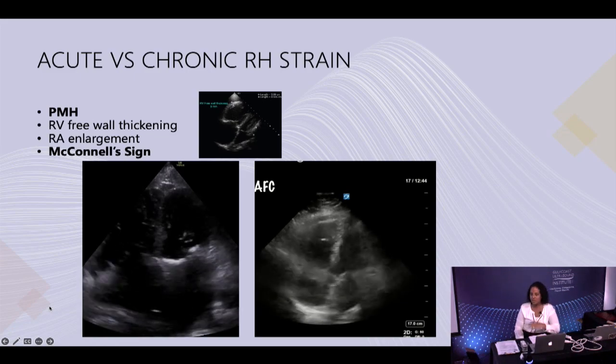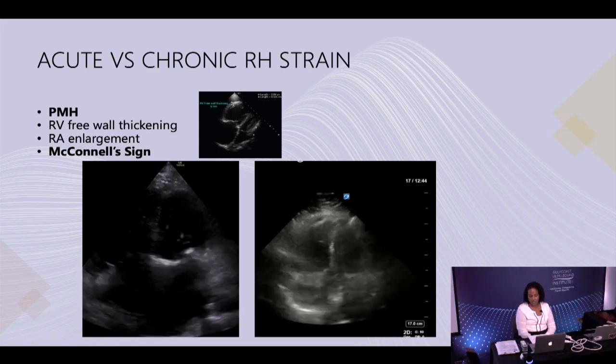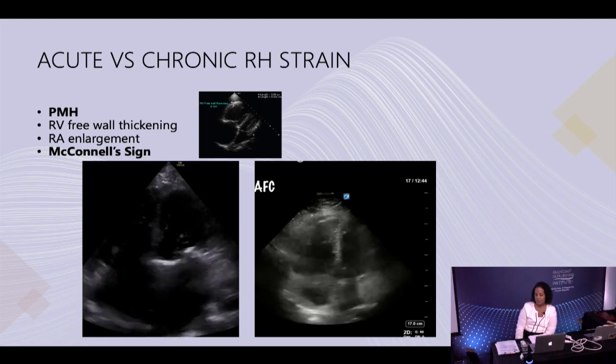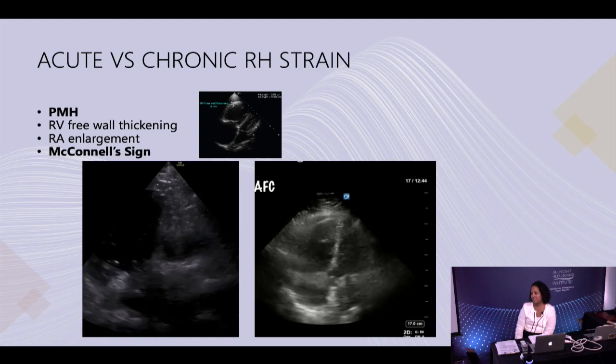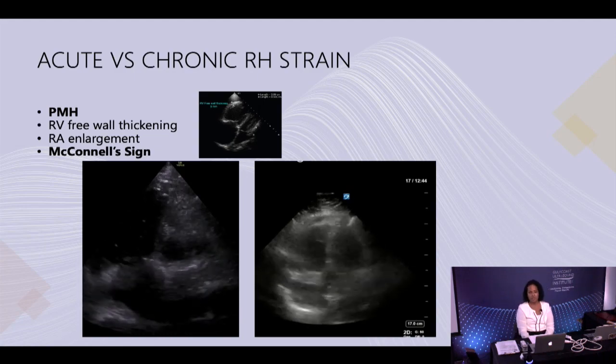And McConnell sign is actually one of the signs that is very specific for PE in the right setting. It has a specificity of about 94 to 96%, but it has a very poor sensitivity. So if it's not present, it doesn't necessarily mean that we're ruling out PE.